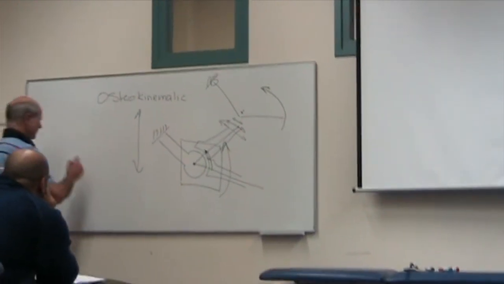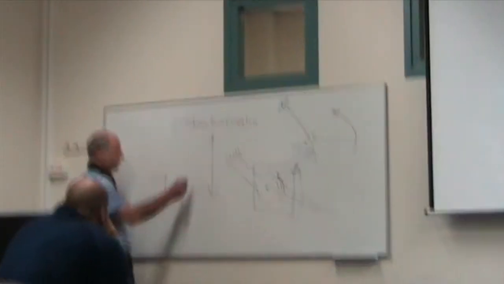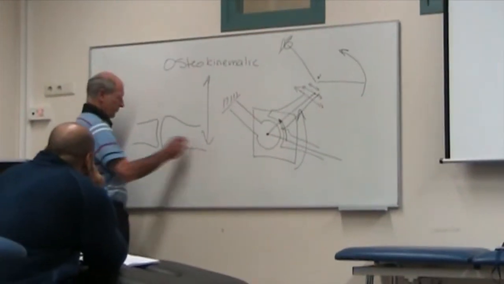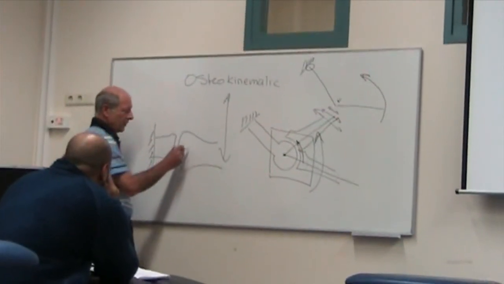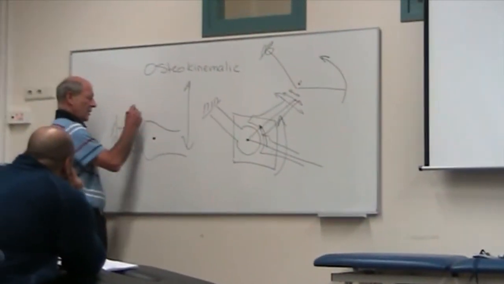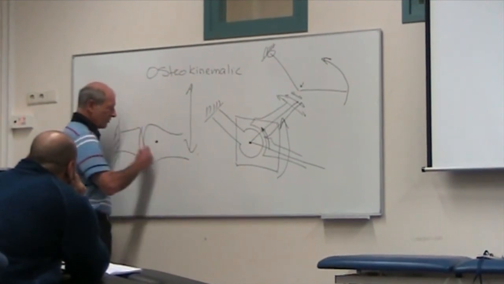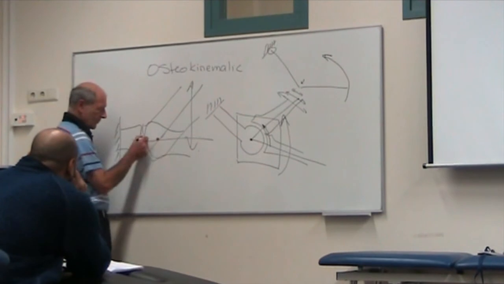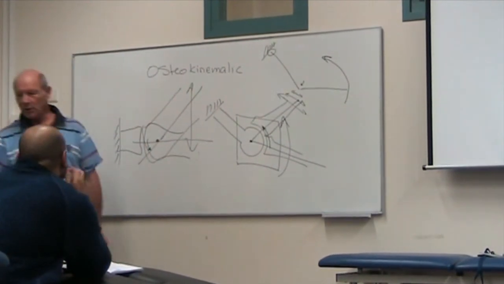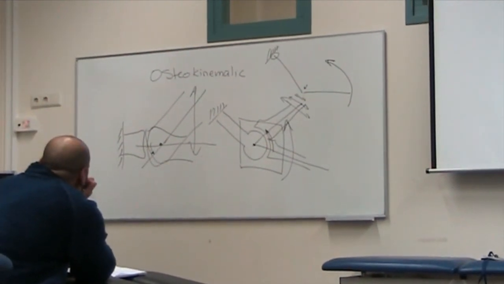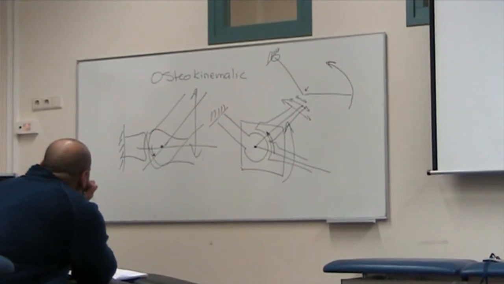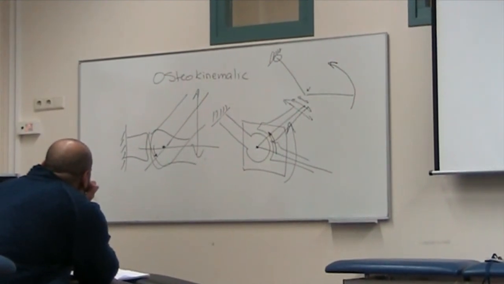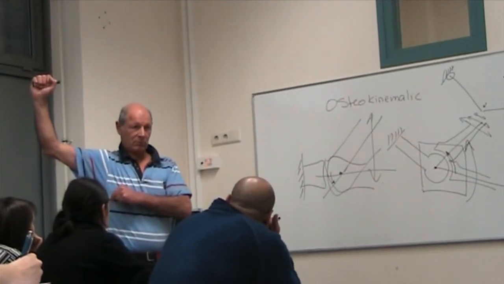Let's draw that. Fixation, axis of movement, and I'm going to change the position. There. Then you see a slight movement in the opposite direction of the angulation. So roll up and slide down.